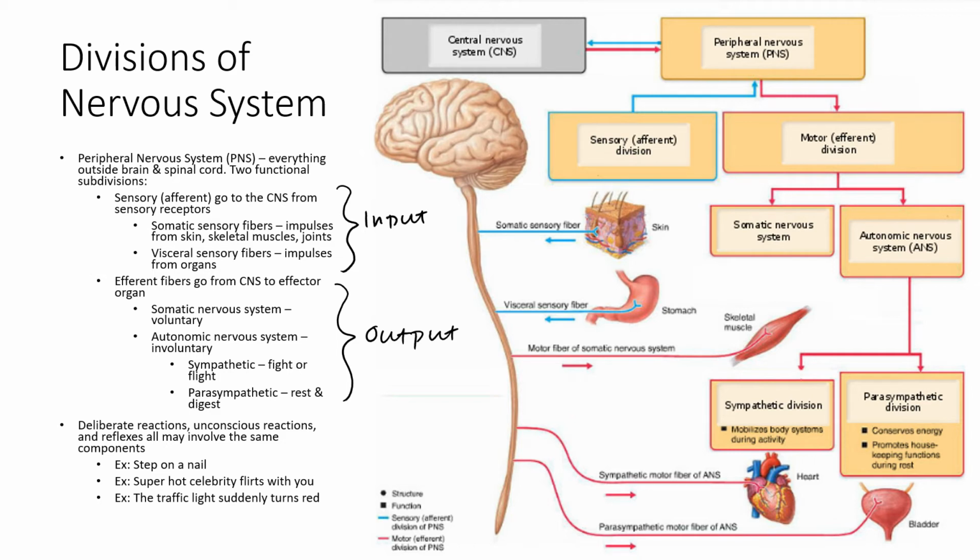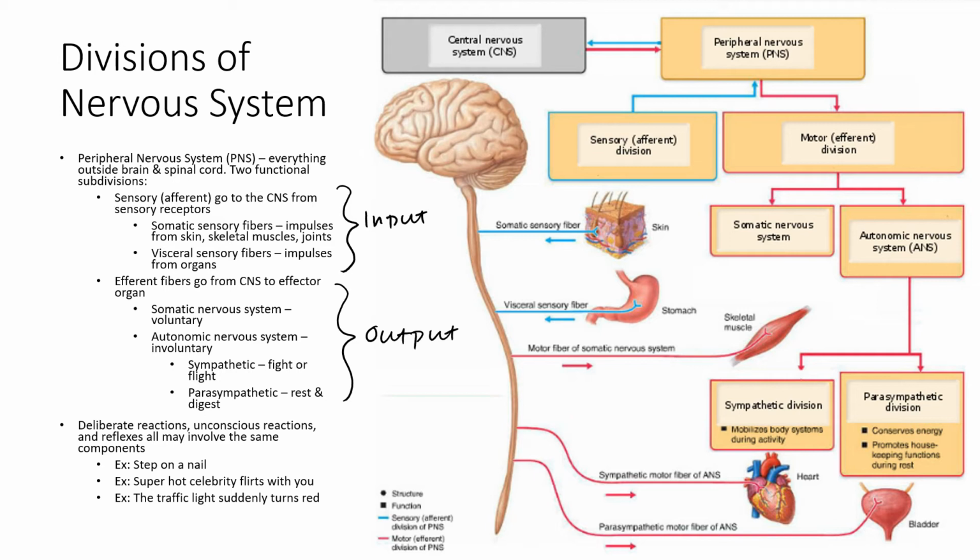Efferent, motor fibers. I will typically use sensory and motor rather than afferent, but that's a general trend. Occasionally I will put in afferent or efferent just to make sure you remember what they are. So motor fibers go from the central nervous system to some kind of effector organ. It could be your skin, your salivary glands, your skeletal muscles, your stomach, it could be anywhere.